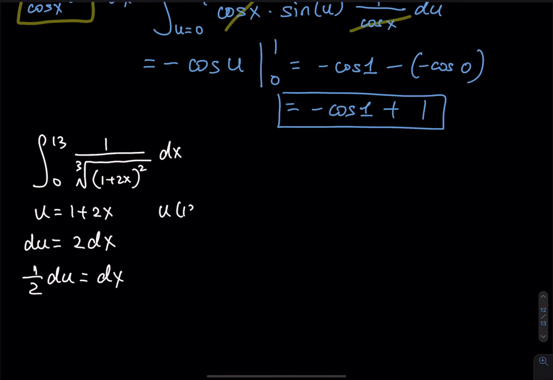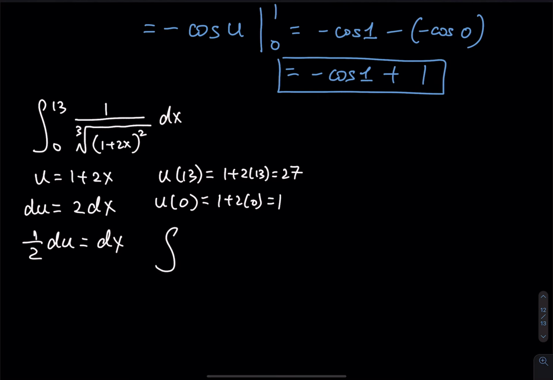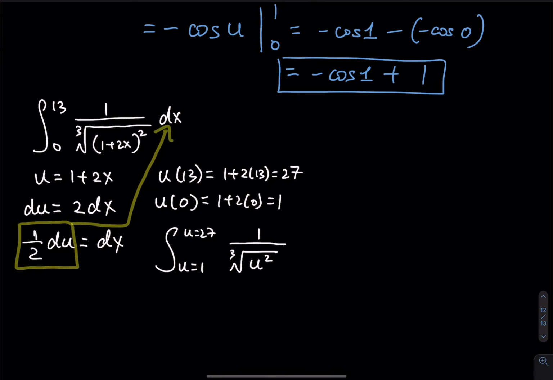And then u of 13 is 1 plus 2 times 13, that is 26 plus 1, 27. And then u of 0 is 1 plus 2 times 0, which equals 1. So overall, we have an integral where u goes from 1 to 27, and then we have 1 divided by the cube root of u squared du. Oh, definitely forgot the 1/2. By the way, this is so easy to miss. If you have a highlighter, highlight this for yourself because that is very easy to miss. So you multiply by 1/2 du, right? So we have no more x, we are ready to go.